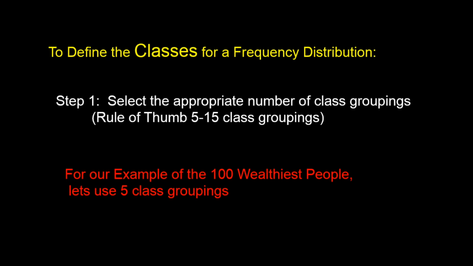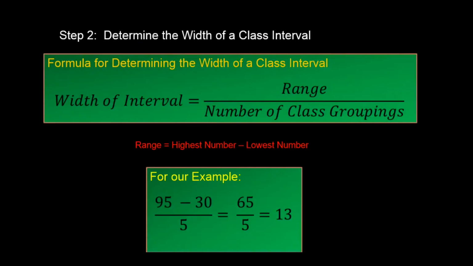Okay, step 1, we'll start with the 100 wealthiest people, and we're going to decide to use 5 class groupings. There's no right or wrong to this choice, but think about how many categories you want to break the ages into so that it represents the data in the way you want. So let's say that I want 5 class groupings. The next step is to calculate the width of the interval. Remember, the formula is range divided by the number of class groupings. So the oldest person was 95, the youngest person is 30. So 95 minus 30 is 65, divided by 5. 65 divided by 5, we get 13.